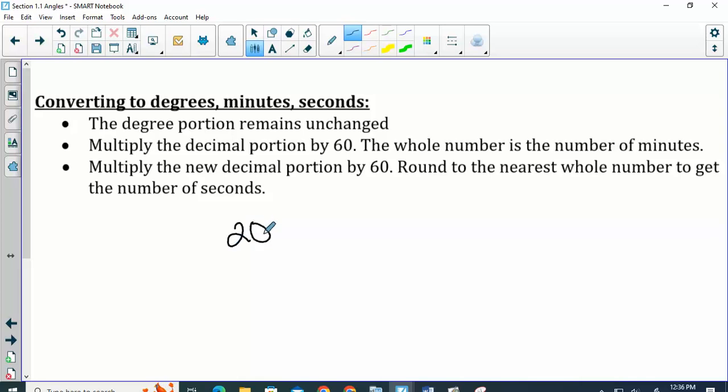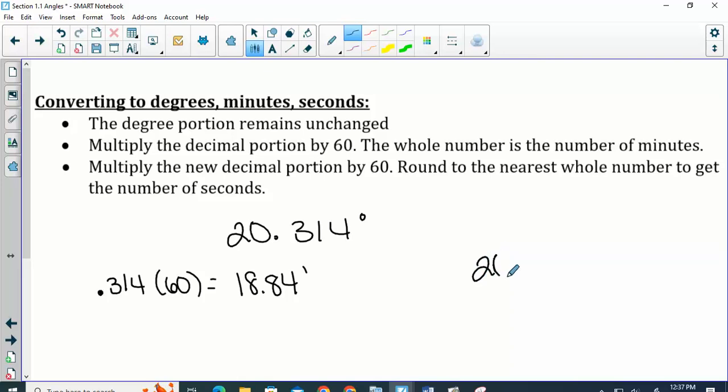So if I said like 20.314 degrees. So my decimal, 0.314 times 60. And that gives me 18.84. This is minutes. So we currently have 20 degrees, 18.84 minutes. So that's 18 minutes.